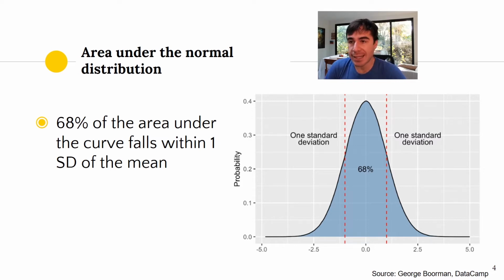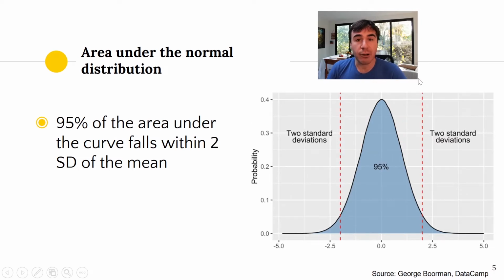Now, what does that mean in practice? Let's say you were measuring how long people's index fingers were, for example, and that variable, the length of your index finger, was normally distributed. That means that if you took 100 people's index finger measurements, 68% of those measurements would fall within one standard deviation plus or minus of the average index finger length. 95% of the area under the curve falls within two standard deviations of the mean. So again, if you measured the index finger length of 100 people, 95 of those 100 people would have index finger lengths that were between plus or minus two standard deviations from the mean.